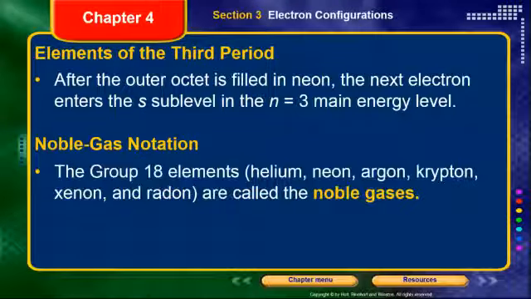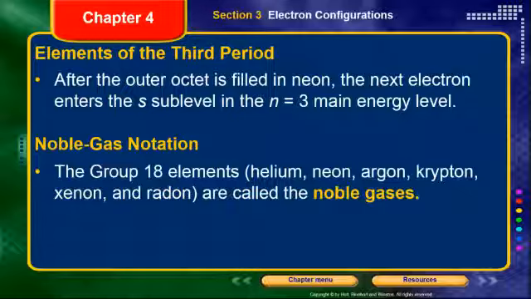Moving on to the third period, after the outer octet is filled in neon, octet just meaning 8, okay, 8 refers to the valence electrons. We haven't covered those yet, but we will. After the outer 8 electrons are filled in neon, the next electron enters the s sublevel in the n equals 3 main energy level. Okay, so we're moving on to n equals 3. We're starting to get lots and lots of electrons here. As we enter n equals 3, the third main energy level, we're up to 11 electrons. And so we're having to keep track of a lot of electrons here.